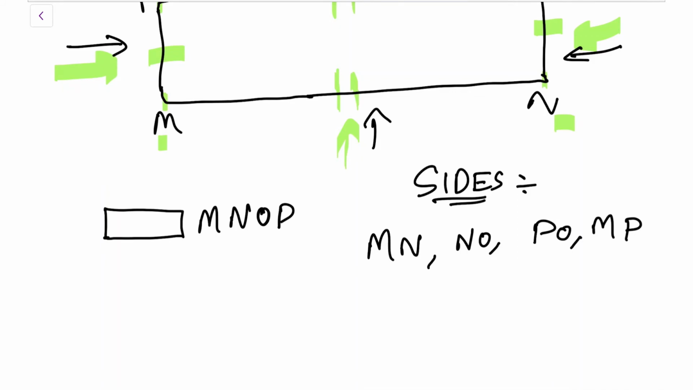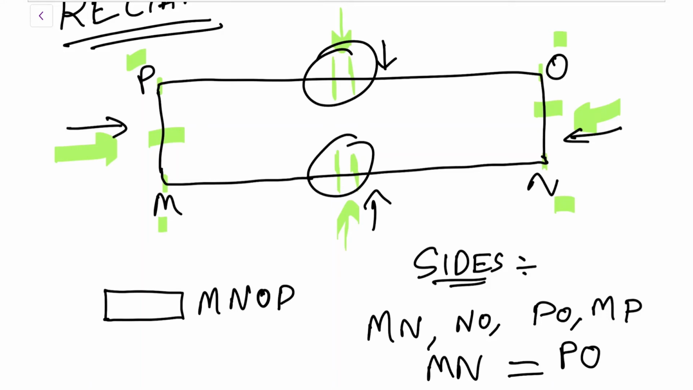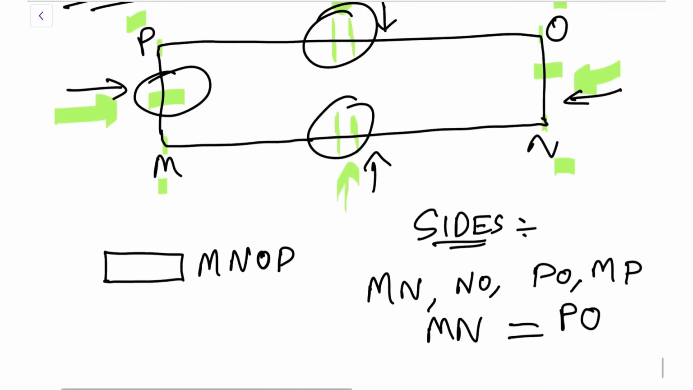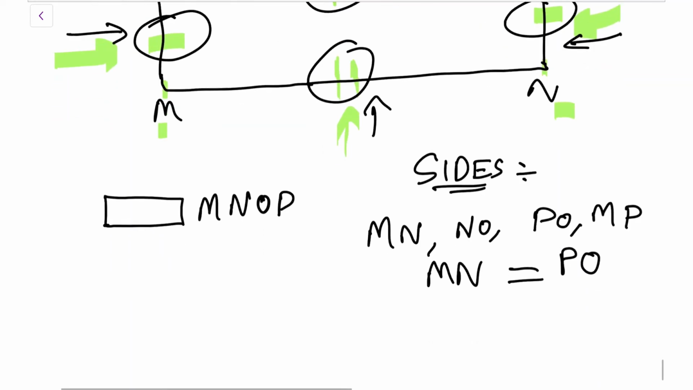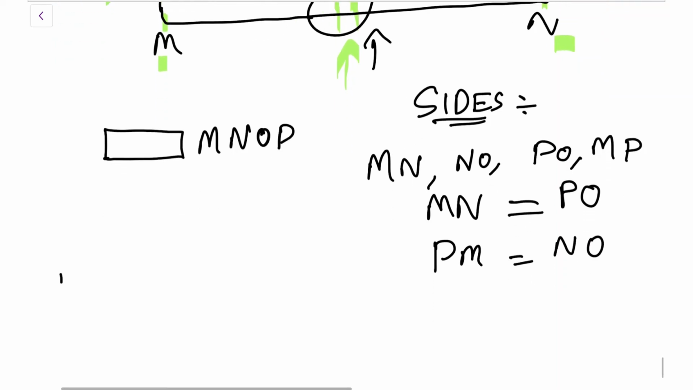And what did we say? Tell me, what are the sides that are equal? We have MN is equal to the opposite side, PO. These two sides are equal. MN is equal to PO, and we also have these two sides, that is PM will be equal to NO. Opposite sides are equal. Now what about the angles?